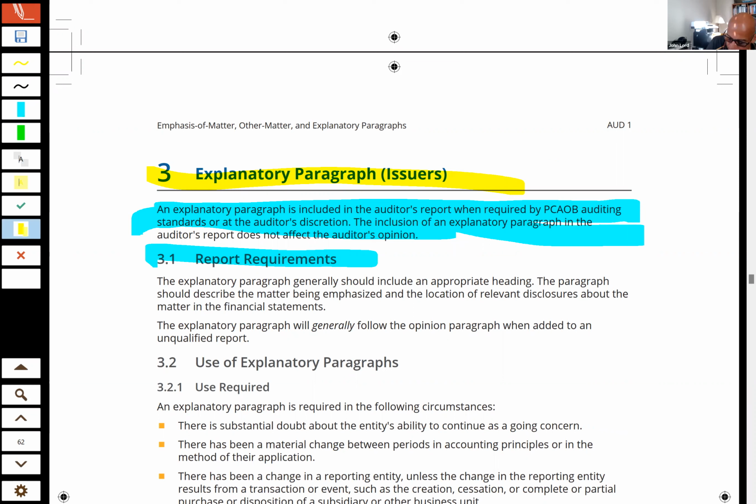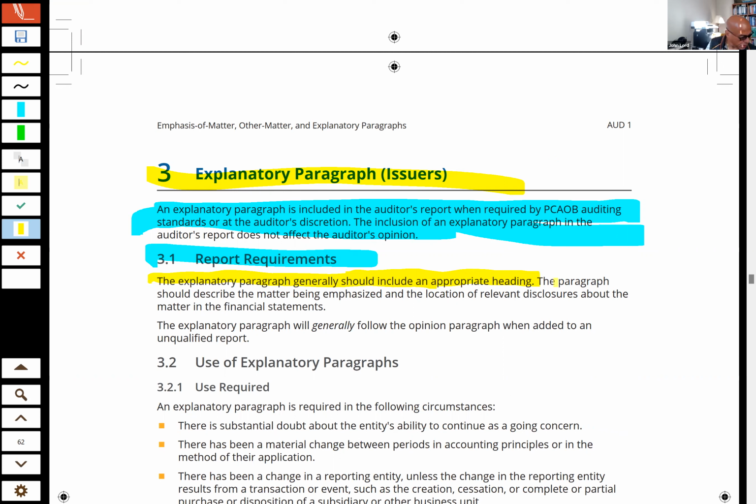Okay. Now, what are some of the report requirements? They tell us that the explanatory paragraph should generally include an appropriate heading. Now, I find this interesting. They say an appropriate heading. Well, what's an appropriate heading? Sometimes the appropriate heading will be explanatory paragraph. Other times the appropriate heading will be something else.